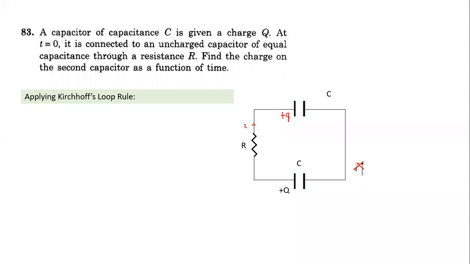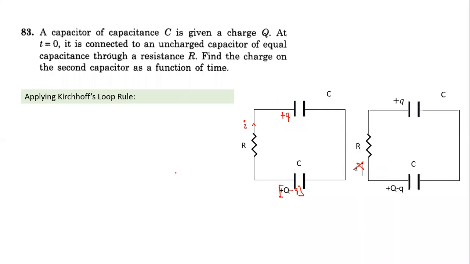This current is I. Can I write an equation now applying Kirchhoff's loop rule? Yes, sir. If the current has come, from where has this charge come? If the initial charge was Q, will this charge remain the same? Q minus q. So when I write this equation, this will become Q minus q, and this plus q is the state.